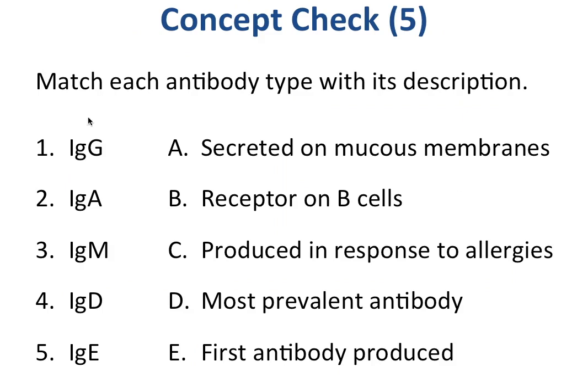Now let's work on this question. Match each antibody type with its description. IgE is for the allergy. IgG is the most prevalent antibody. IgM is the first antibody produced. IgA is secreted on the mucus. IgD is the receptor.